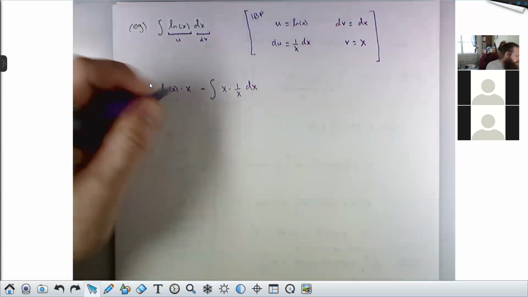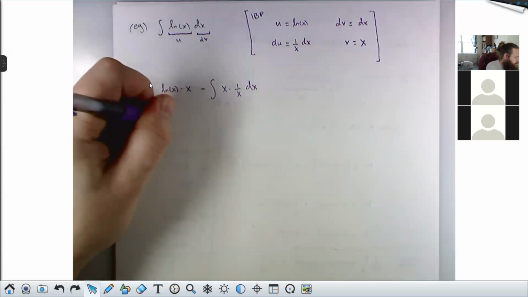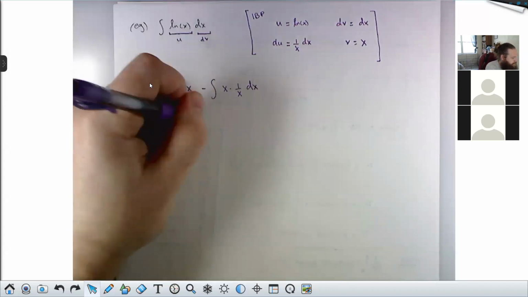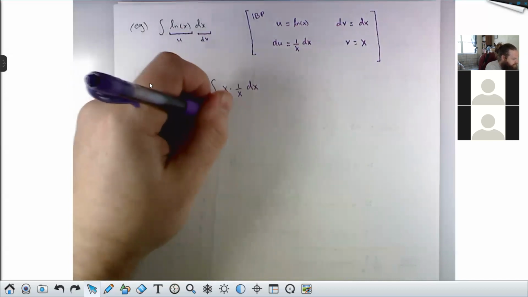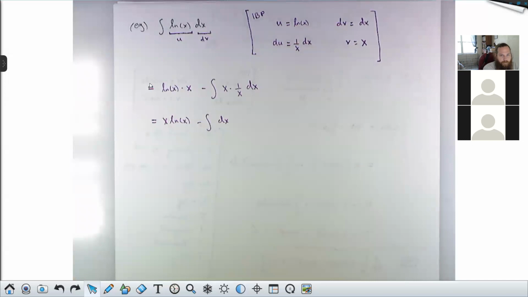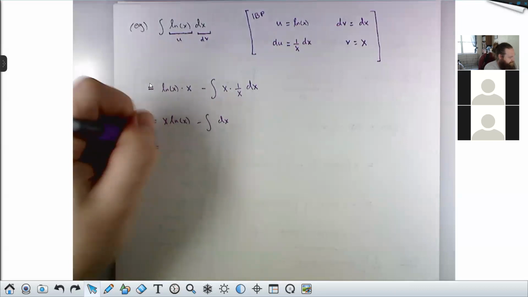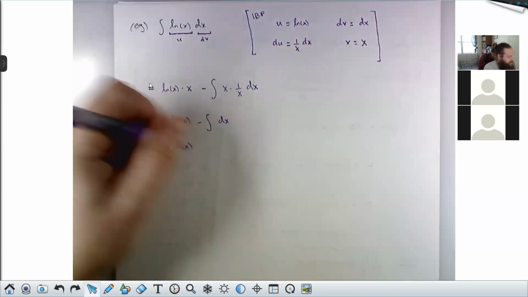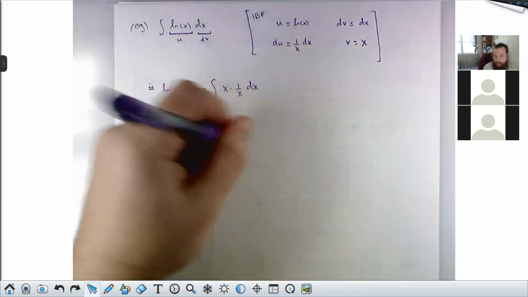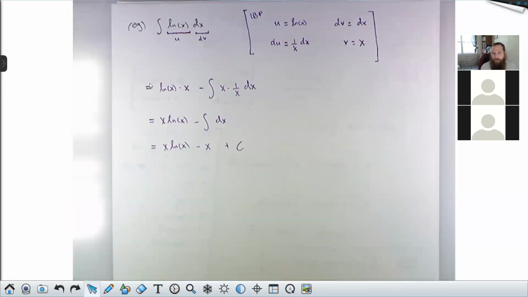I like to write the x in front of the ln x. So I write this as x ln x minus, and we just have the integral of 1 dx. And the integral of 1 dx is just x itself. So this is x ln x minus x plus c. And you can check, same sort of stuff we did on the previous example. You differentiate this, you'll need the product rule here. You will get ln x out. So this is your integral of ln x. It's x ln x minus x.